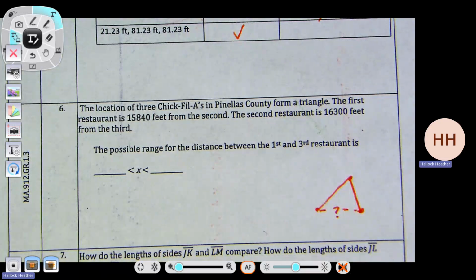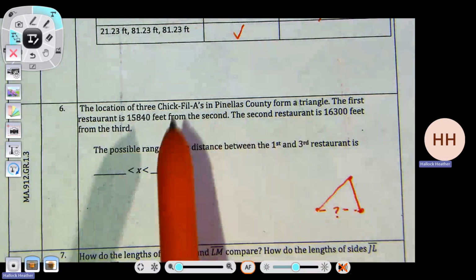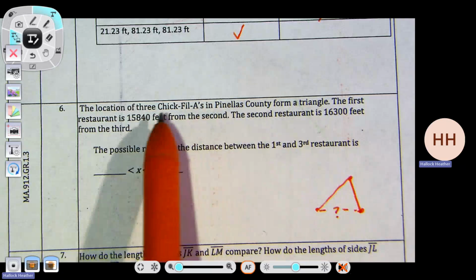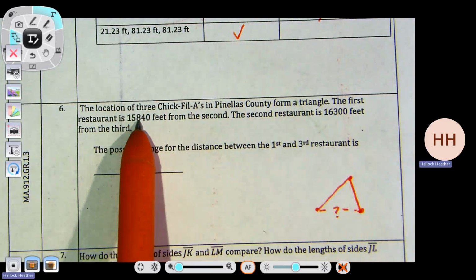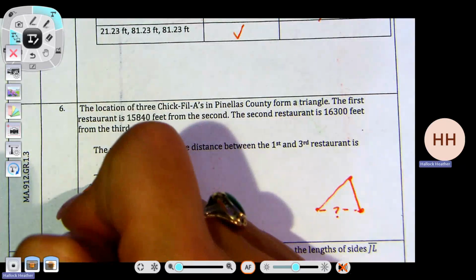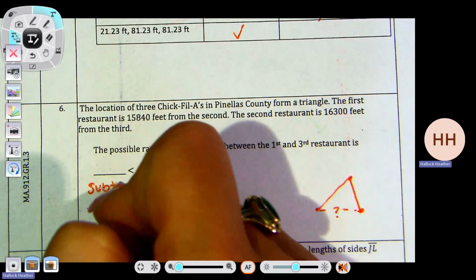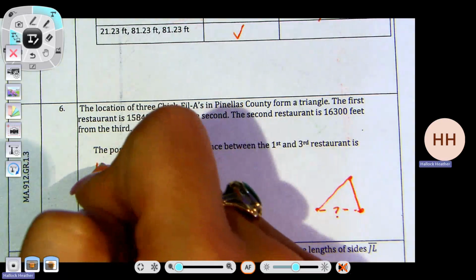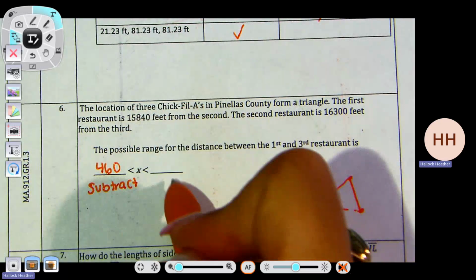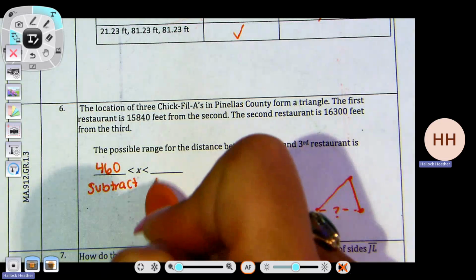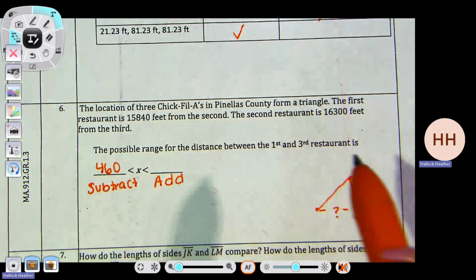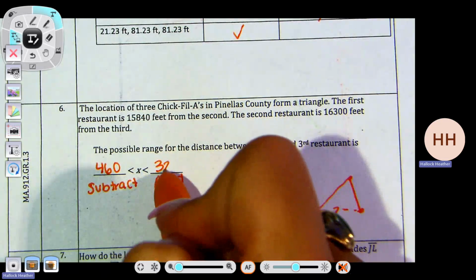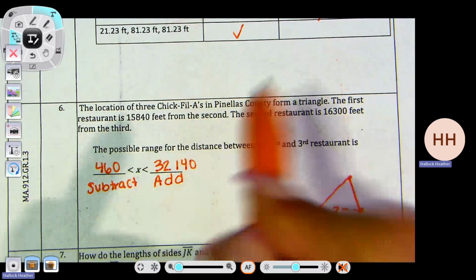So to find the range of possible acceptable answers, all you have to do is subtract them. If you subtract them, you don't want to put the negative number, so if you subtract over here, you get 460. On the larger side, the maximum, all you have to do is add them. So if you add them, you get 32,140 feet.